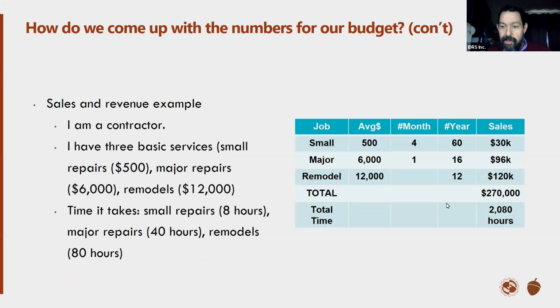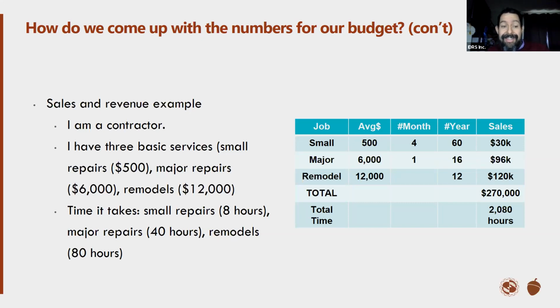Let me move some windows here so I can see what I'm looking at. Okay, so this is one thing from the Indianpreneurship curriculum that we've taught for many years. I changed the numbers a little bit, but the general gist is still there. So in the book, there was a contractor, and he was trying to figure out his projected operational budget. Okay, so he's got 3 basic services, and you can see when you have fewer services, this is a little bit easier to do. So his small repairs are $500, his major repairs are $6,000, and his remodels are $12,000.